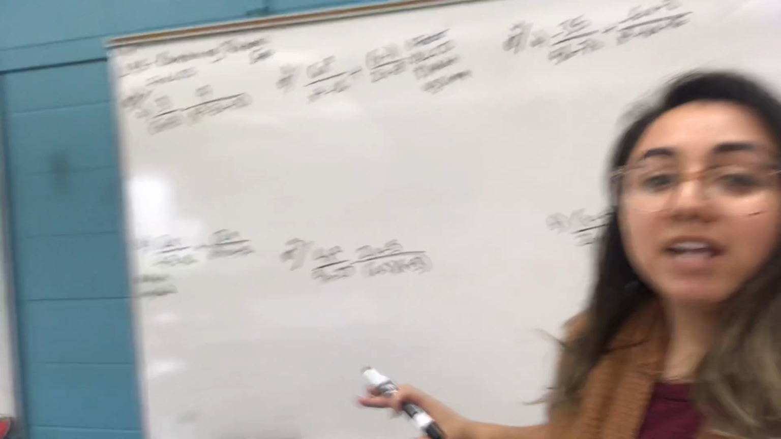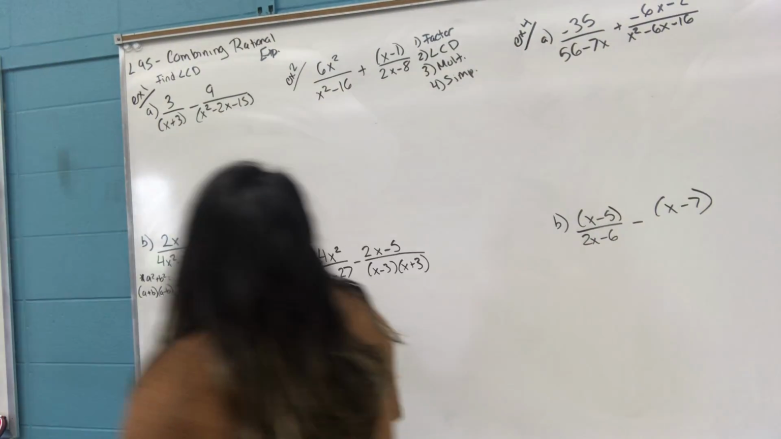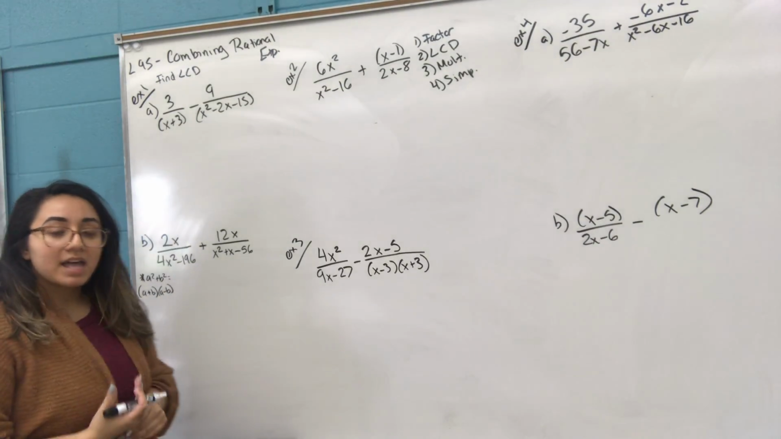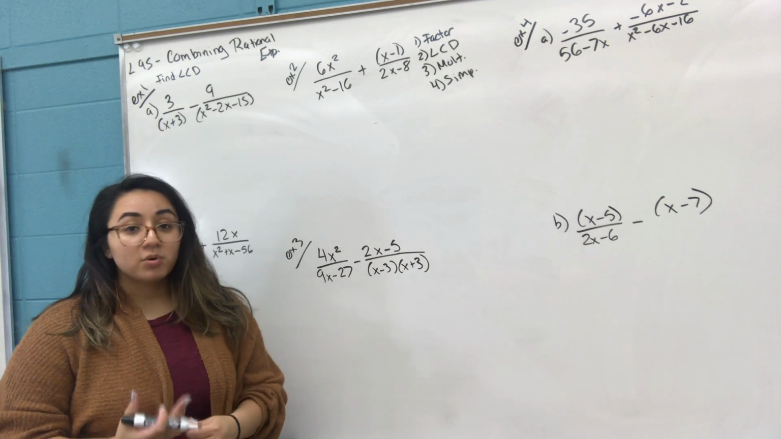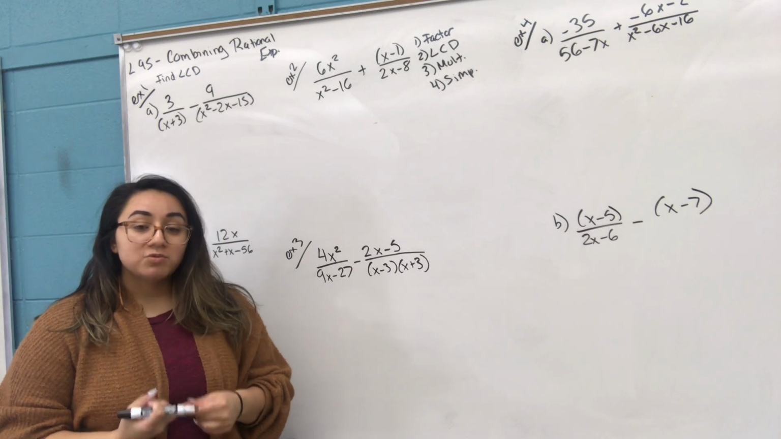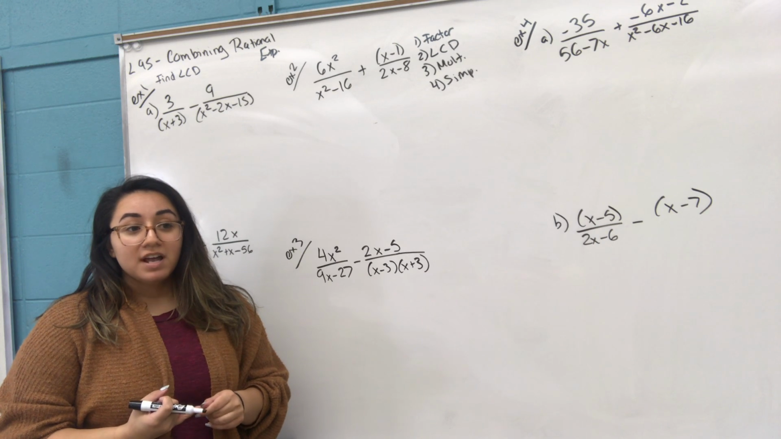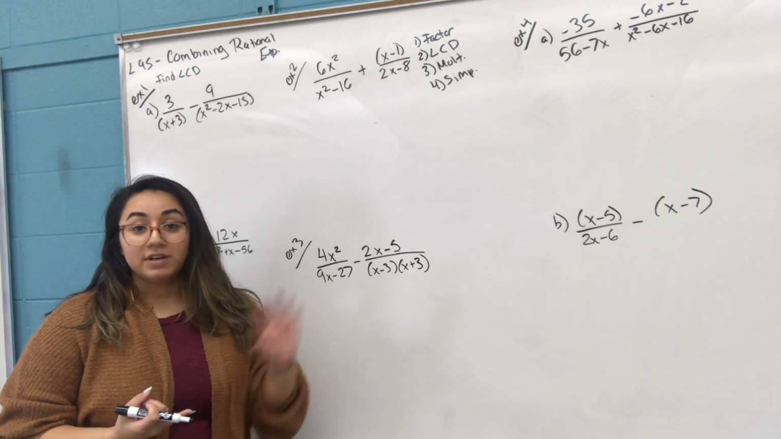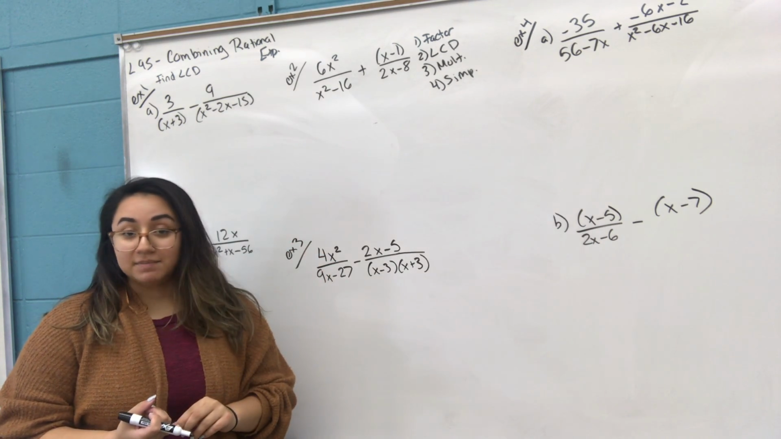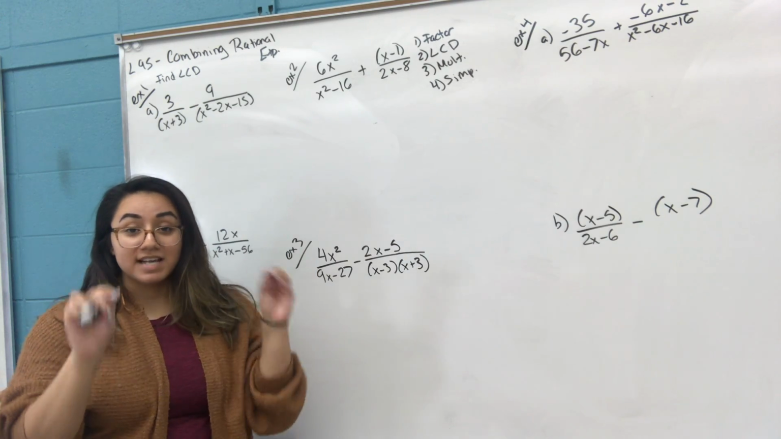Before you find the least common denominator, you have to make sure you factor everything in the denominator. We're always focusing on the denominator. When you add or subtract fractions, always make sure that they have the same denominator before you add the numerators. You never add the denominators, but you have to make sure that they are exactly the same.